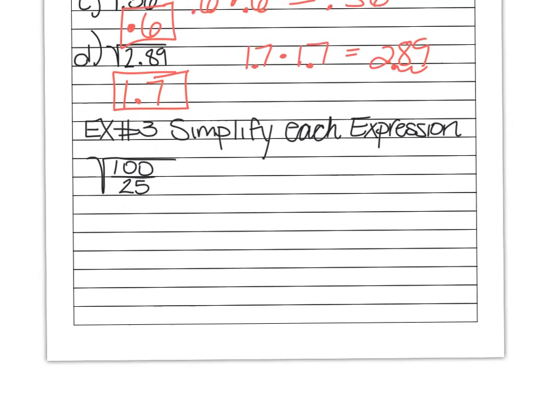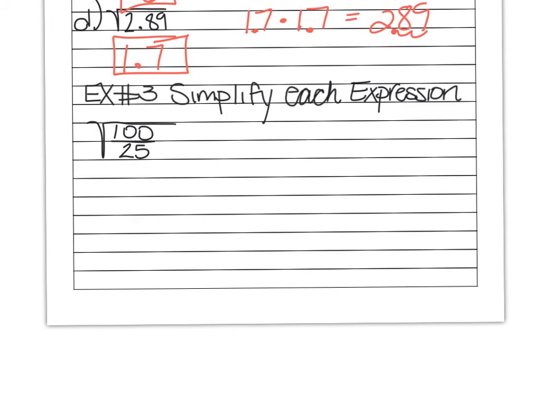Example number 3, it says simplify each expression. So here I just have the square root of 100 over 25, and I'm going to add this to make it a little more complicated, minus the square root of 64. So let's look first just at the square root of 100 and the square root of 25. Whenever it's a fraction like that, let's just look at those separately. So the square root of 100 is 10, because 10 times 10 is 100. 5 times 5 is 25, so the square root of 25 is just 5, minus square root of 64. 8 times 8 is 64, so I'll have 8 over 1.